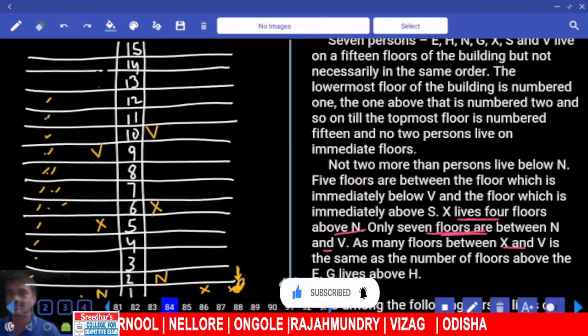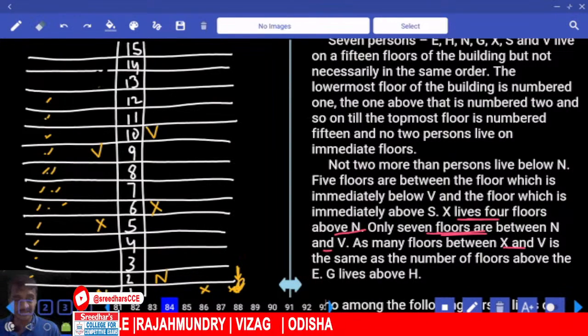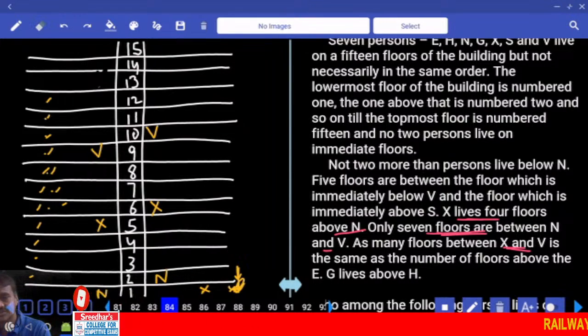Now V must be here. N and V 7. Now here again N and V 7. As many floors between X and V. How many are there? 3. And above this E, 3 floors. 3 floors above E means E must be on the 12th floor.